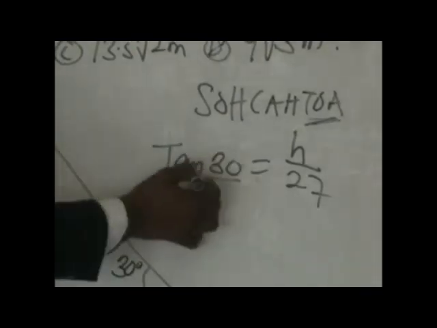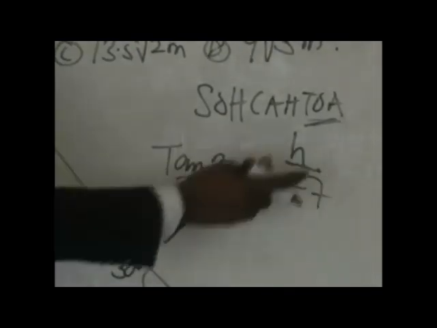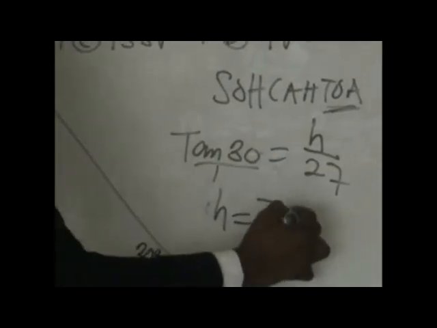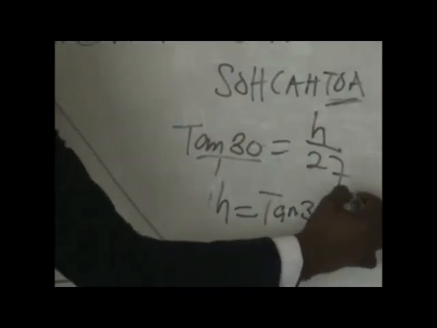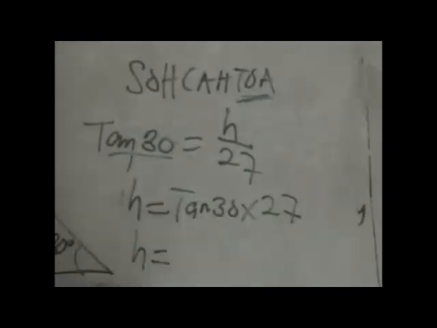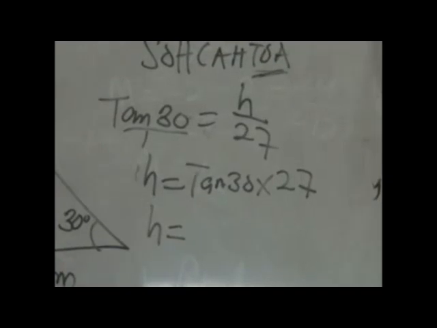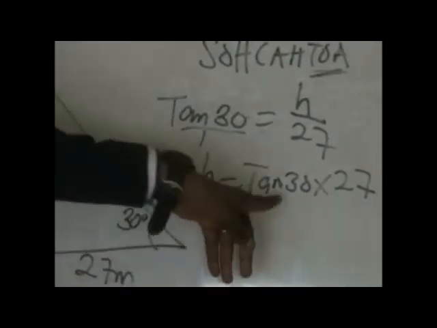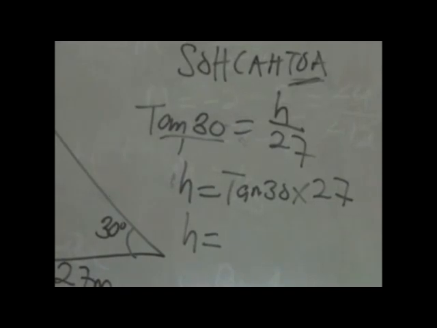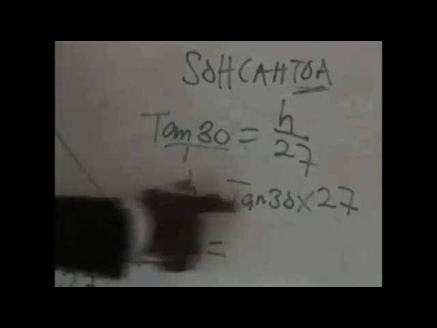So from here you cross multiply. Cross multiplying, it becomes h equal to tan 30 times 27. So now you are going to look for tan 30. You can press your calculator to get tan 30, but there are some special angles you need to know their values. For instance, this is tan 30, and you can have something this way.